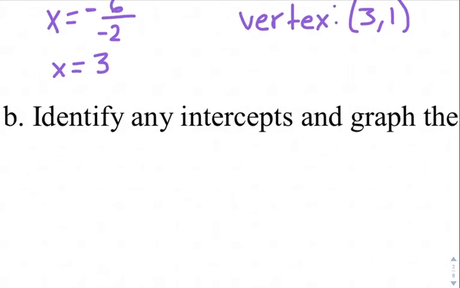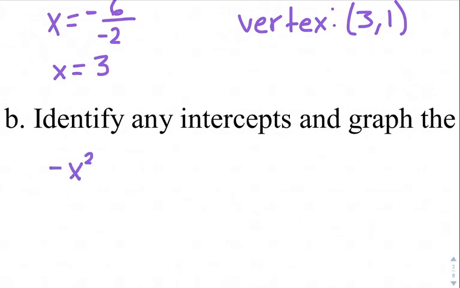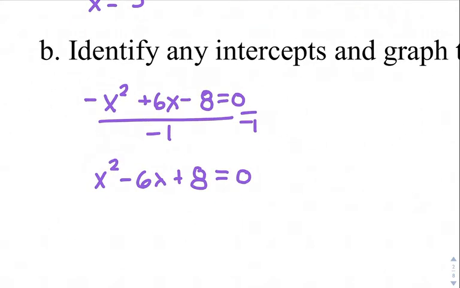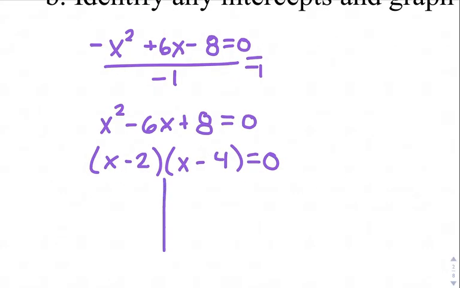So for x-intercepts, remember you set the whole thing equal to 0. So I have negative x squared plus 6x minus 8 equals 0. Well, I don't like that negative out in front of x squared, so I'm going to divide the whole function by negative 1. So it's going to be x squared minus 6x plus 8 equals 0. So now I can factor. Two numbers that multiply to 8 but add up to negative 6 are negative 2 and negative 4. So now you can tee it up. You set each side equal to 0.